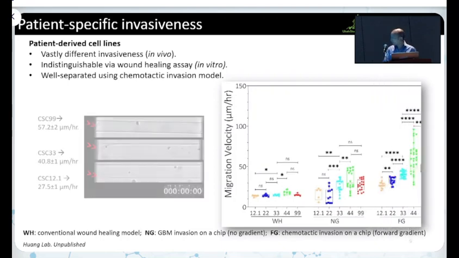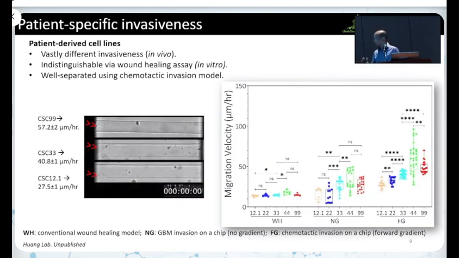So we're thinking, by introducing the chemotactic gradient, can we further increase the distinction capability of this model? The answer is yes. Here we show how that would work with different cell lines. We have 99, 33, and 12.01, where those numbers indicate these are definitely higher aggressive and this is low aggressive.